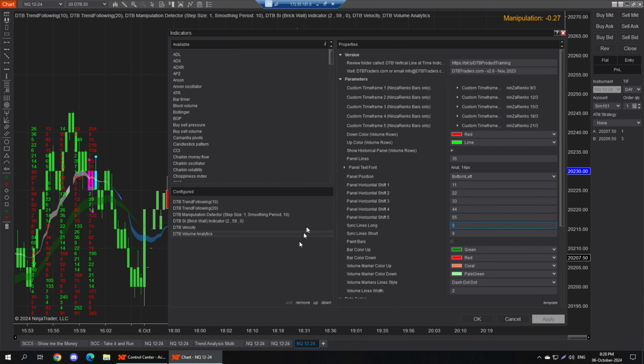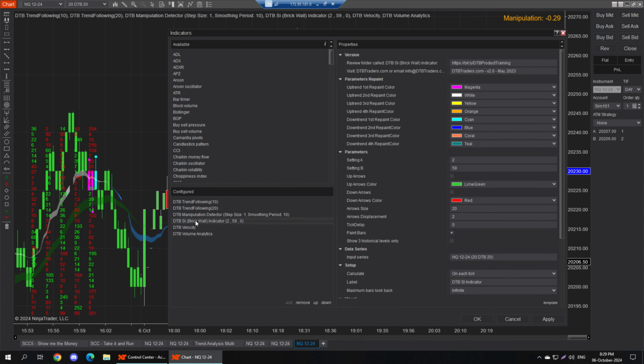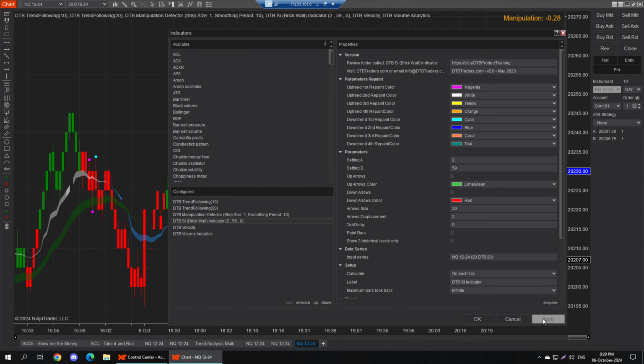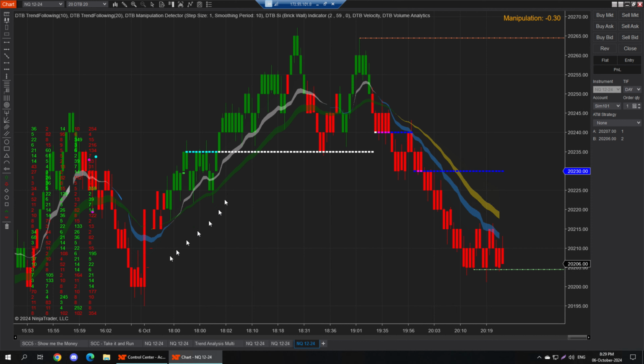So this is going to be updating the bar coloring, or the bars, if you have the paint bars. But actually it's not a bad idea to have the paint bars on here and not paint bars on the SI indicator. So you've got to choose which indicator is going to paint bars. You can't have all the indicators painting bars. So the volume analytics is really good for that. And it's also going to show you the brick walls, but the volume analytics is actually plotting the indicator.